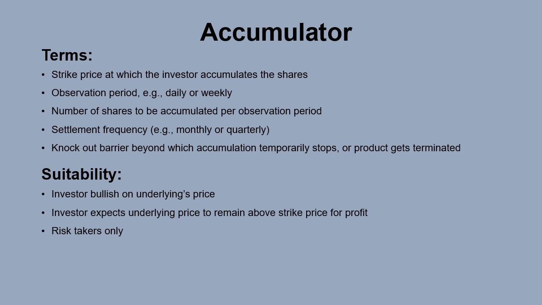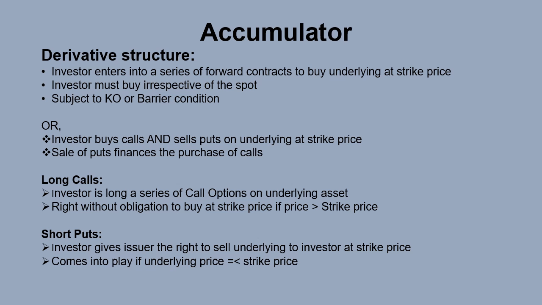Let's discuss the derivative components of an accumulator. One way to look at it is that the investor enters into a series of forward contracts to buy the underlying at the strike price, whatever the spot price, subject of course to the KO barrier condition. Another way to look at it is that the accumulator has a series of long calls and short puts embedded. The sale of puts finances the purchase of calls.